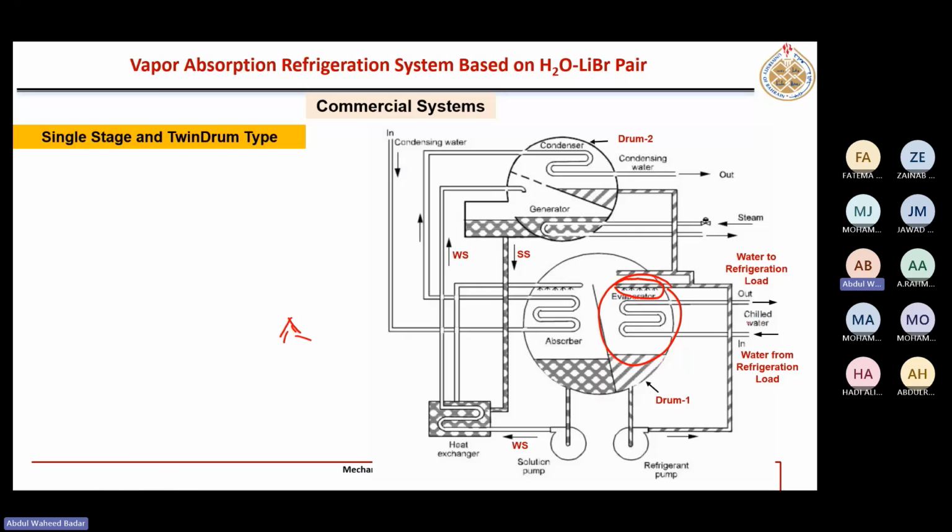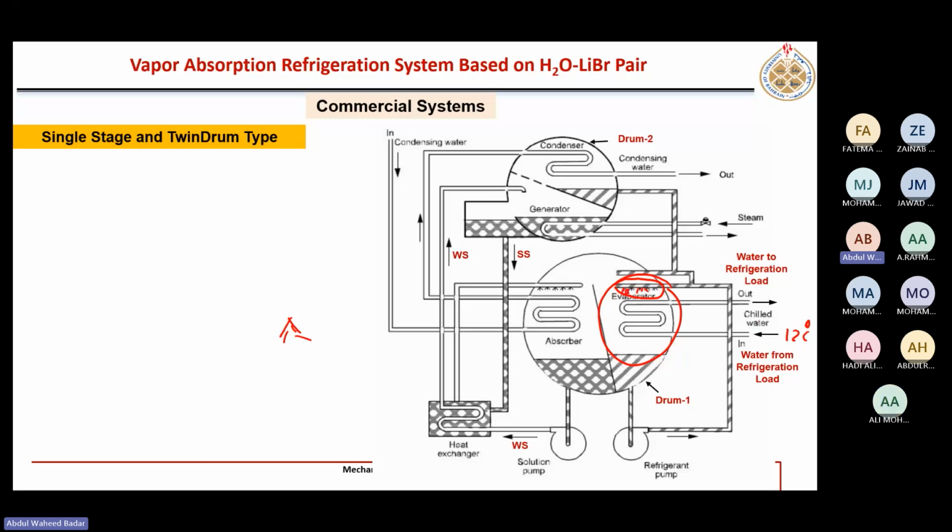For example, chilled water enters at around 12 degrees Celsius. Here the refrigerant water is at around 4 degrees Celsius. So there will be heat transfer from the 12 degrees Celsius water to the 4 degrees Celsius water, and its temperature will drop to maybe 5 or 6 degrees Celsius. And here is our cooling load, where this chilled water is sent.